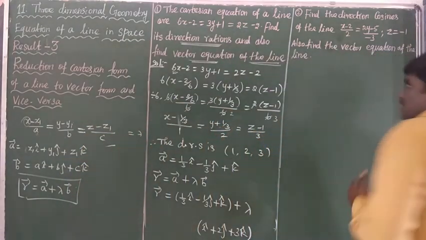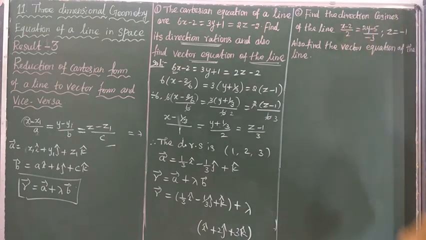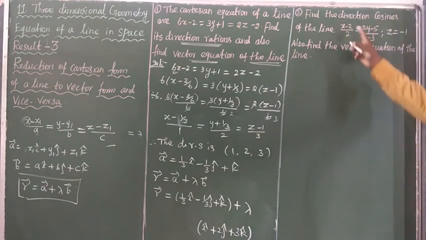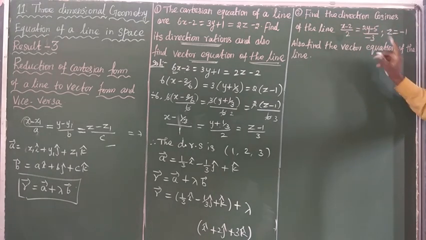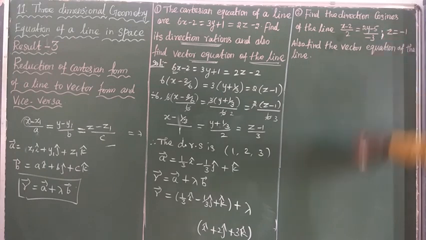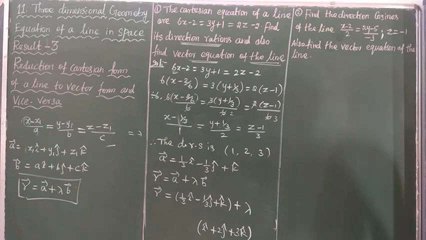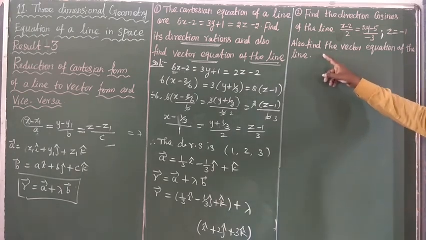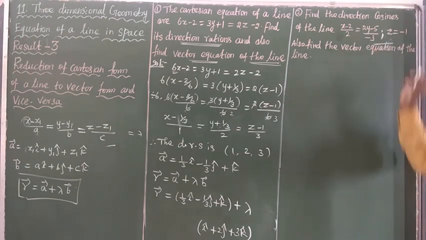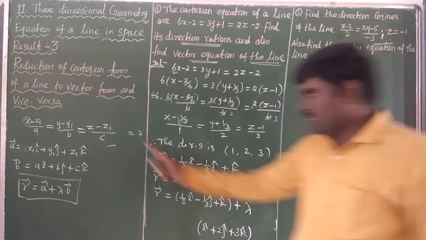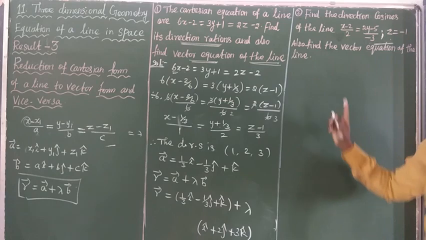Let's see question number 2. Example 2: find the direction cosines of the line (x minus 2) divided by 2, (2y minus 5) by minus 3, equal to minus 1. Find the vector equation of the line. Here it's equal, but here not equal. These examples are from R.D. Sharma's books, which are available.